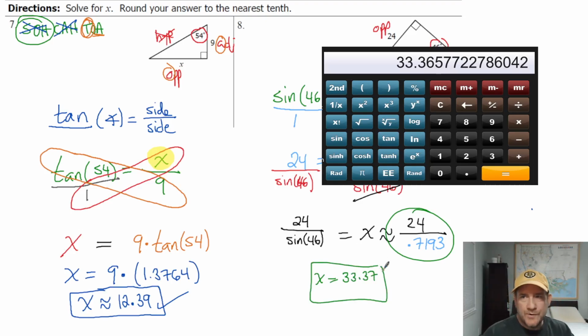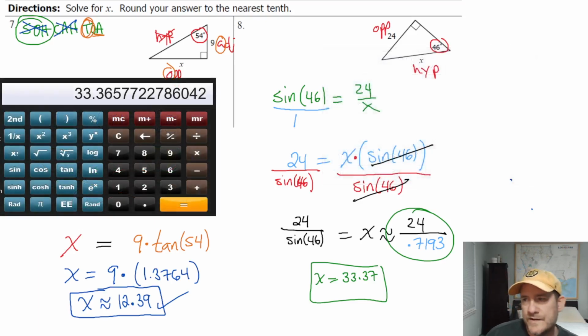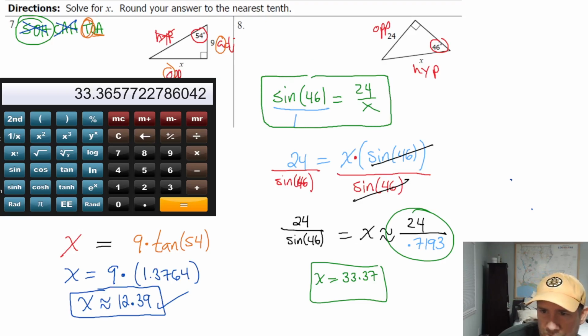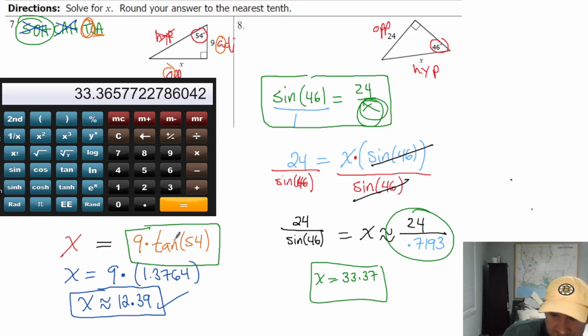So that's two different problems. In the first problem, we had x in the numerator, and so the algebra worked a certain way. In this problem, we had x in our denominator, that made the problem work a slightly different way. So let me move that calculator out of the way. But again, you saw that the initial setup for these problems was slightly different. In the first one, x on top. Second one, x on the bottom. So when x was on top, we ended up just multiplying 9 by tangent.